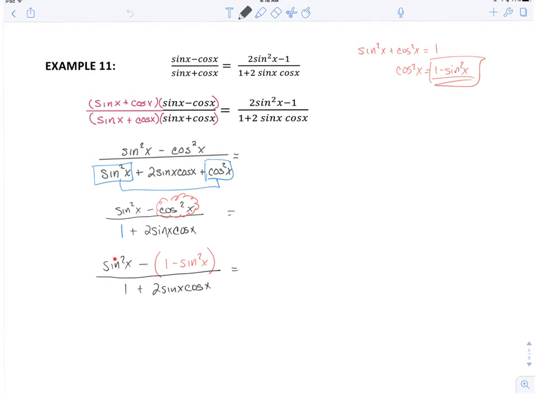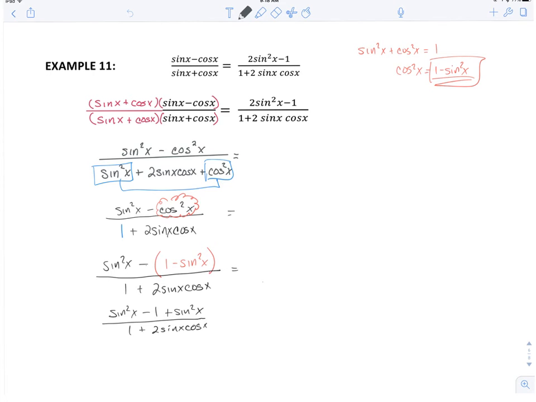In the numerator, if we distribute the negative, we're going to have a minus 1, but this minus negative sine squared is going to become plus sine squared. And this sine squared and this sine squared is going to make 2 sine squareds. So I will go ahead and distribute the negative, and just so we don't lose ourselves here, and say sine squared minus 1 plus sine squared all over 1 plus 2 sine x cosine x.